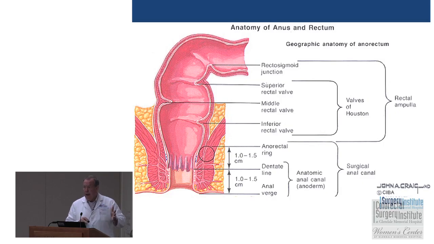If the pressure was too high, it would overwhelm the outlet resistance and you would leak. So when you see patients coming in complaining of leakage, incontinence, and so on, it's a feature of one of those two. Either their reservoir doesn't work or their outlet resistance isn't enough. So that's the anatomic relevance of all this.